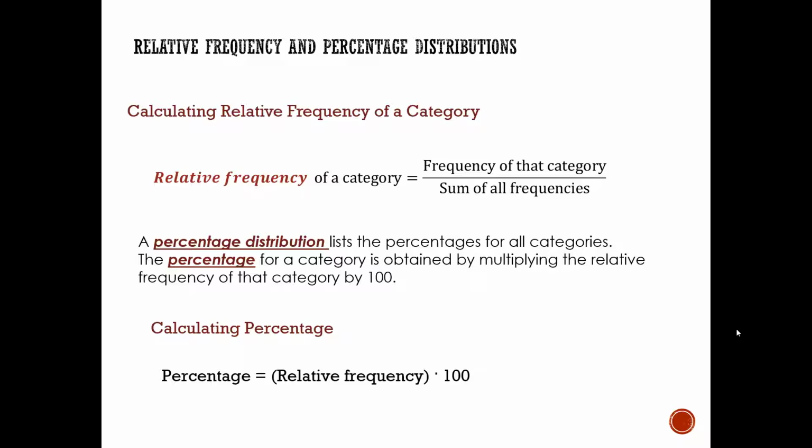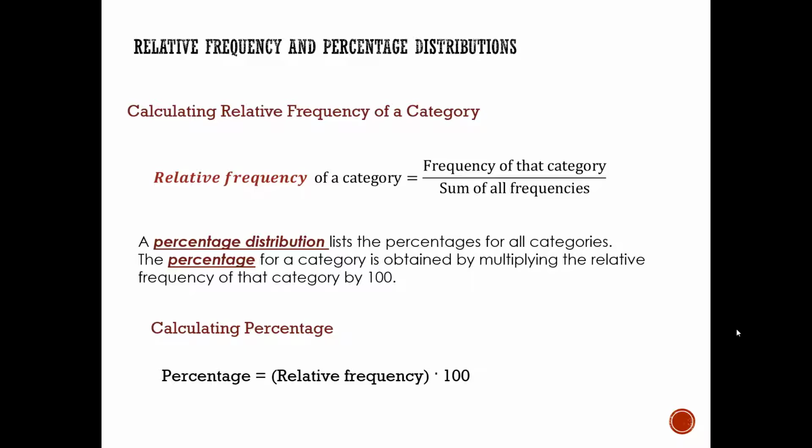Now let's talk about how we take it a step further. We want to create a relative frequency table and a percentage table. What we do after this is you first have to create the frequency table, and then you'll create what's called a relative frequency table by taking each category. You'll take the frequency and then divide it by the sum of all frequencies.